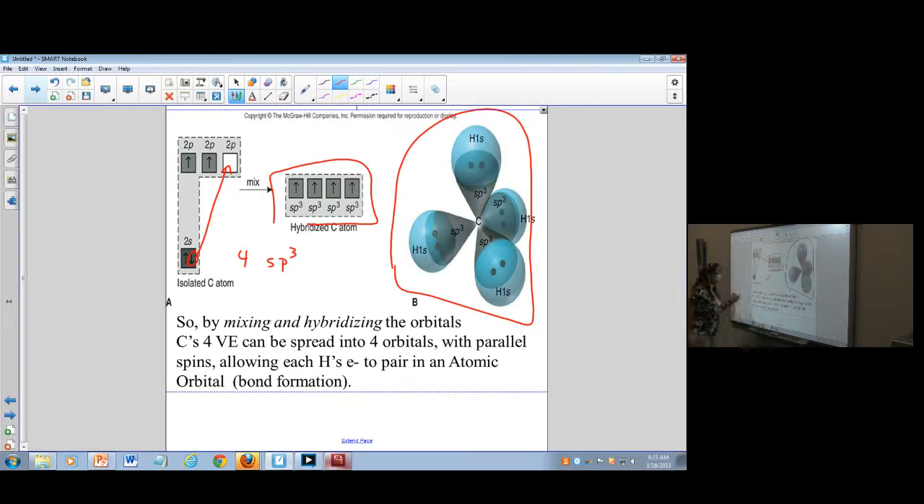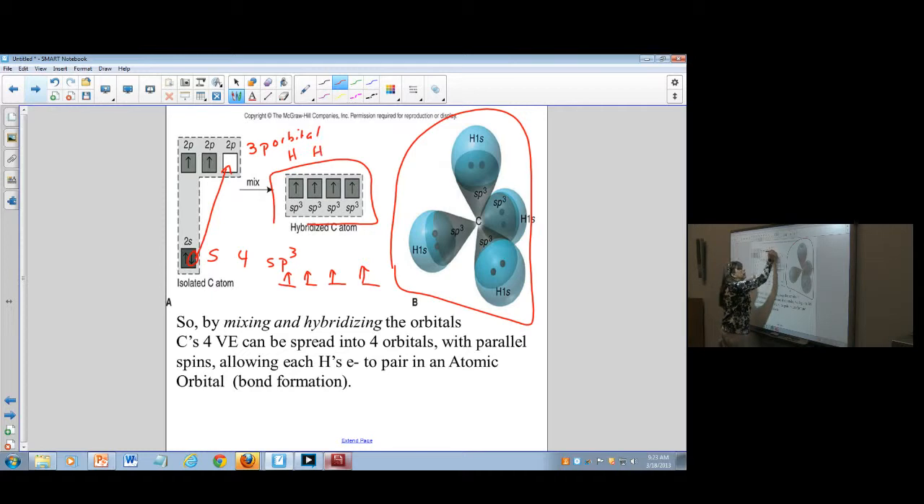Now notice, I used not one s, but an s here, and I have 3 p's, not 3p like in the number n, but 3 p orbitals together. That gave us, in the carbon, 4 equal orbitals, each with an electron spinning in the same direction. So that's 4 sp3 or hybridized orbitals that we have available now.